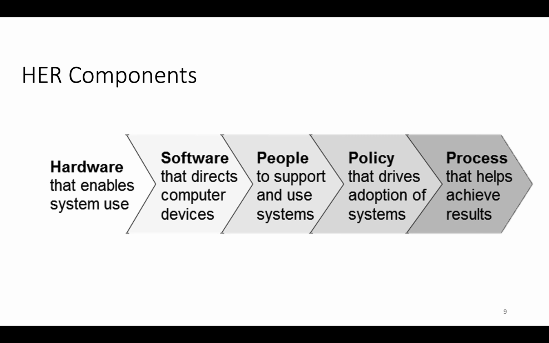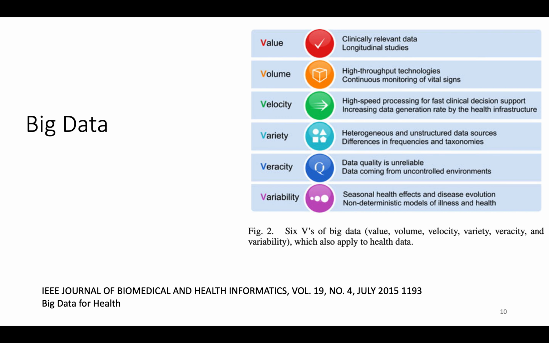So when you implement electronic health record, it is not only computers and software. This is the main point of this slide. You need to consider people, policy, and process within the system. In other words, electronic health records are techno-social systems. It is not only technical. You need the social aspect of it as well.